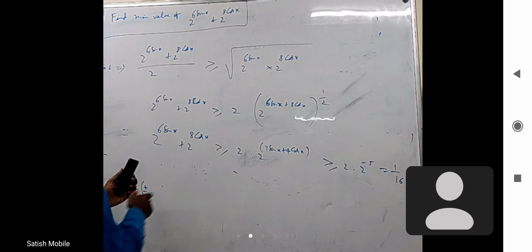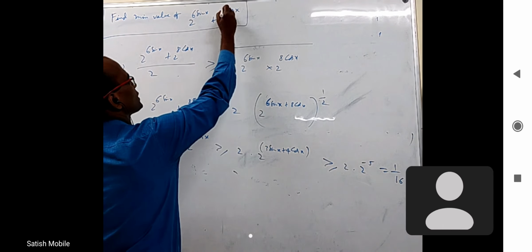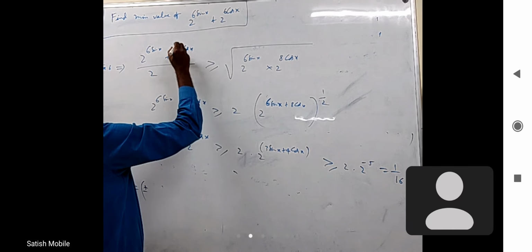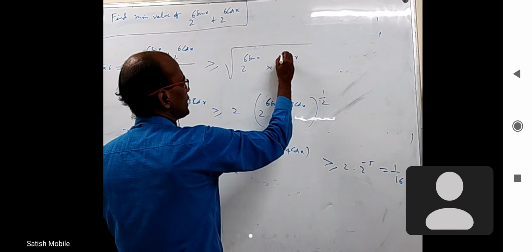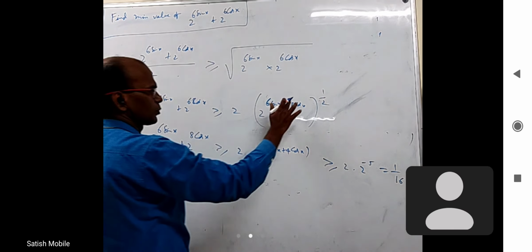Then I'll keep the question as it is. I don't want to change it. Or I'll do one thing. I'll just write 6 only here. Wherever 8 is there, change the question as 6, because they will not happen simultaneously. That is important.